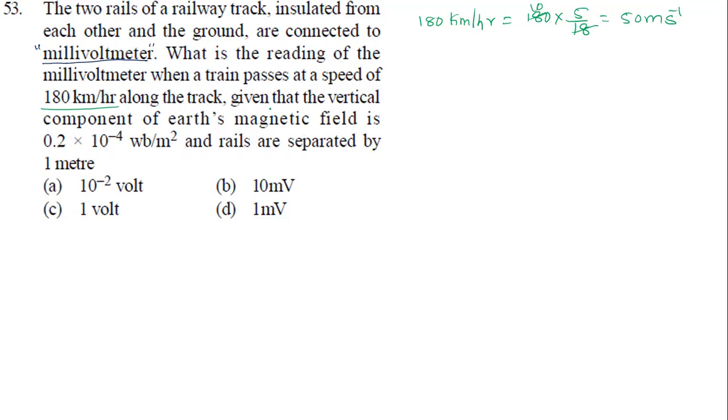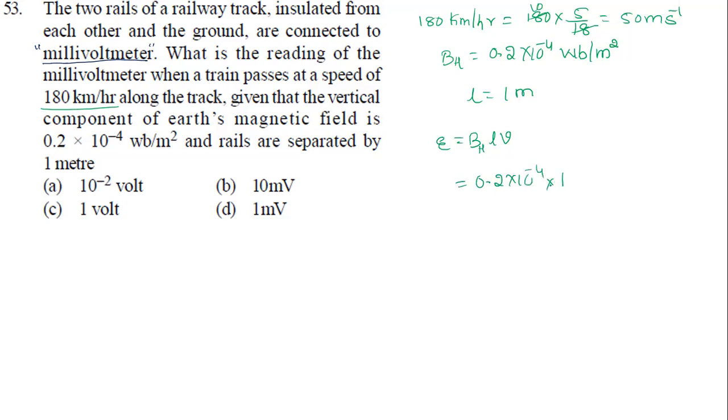Along the track, the given horizontal component of Earth's magnetic field BH is 0.2 into 10 power minus 4 Weber per meter square, and the rails are separated by 1 meter apart. So L is 1 meter. It is like a motional EMF. So induced EMF is equal to BLV, which is 0.2 into 10 power minus 4 into 1 meter.